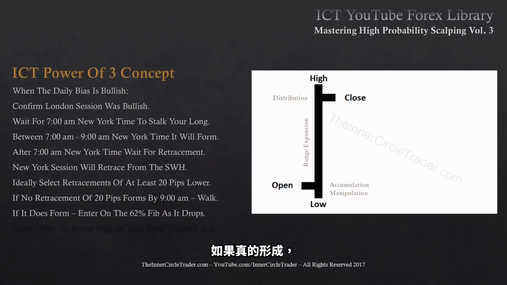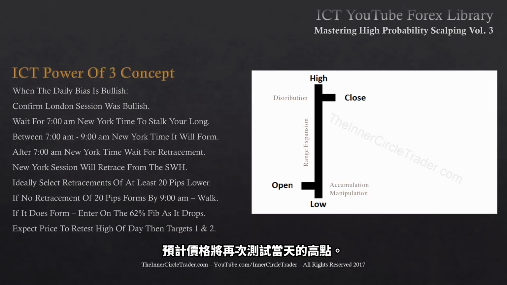If it does form, enter on the 62% retracement fib as it drops lower. Expect price to retest the high of the day or the previous day's high, and then look for targets 1, 2, and symmetrical price swing on the fib.